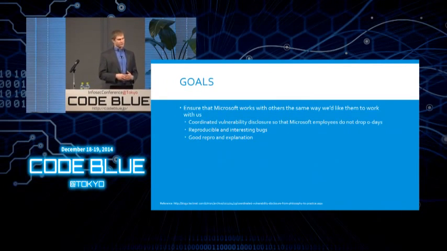One of the other goals we have for the program is to help make sure that we behave the way we would like others to behave. We want vulnerability disclosure to happen in a coordinated and private manner where parties are talking to each other. We want our reports to be interesting. We don't want bad bugs, we want good bugs. We want bugs with clear reproduction steps so that the vendor can take the report and immediately start working on a fix rather than having to spend time understanding the vulnerability.